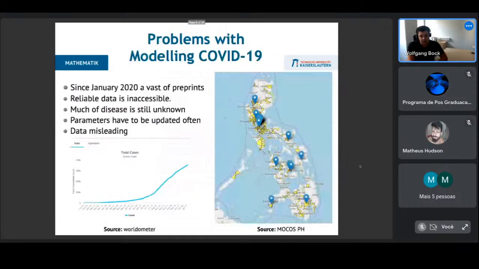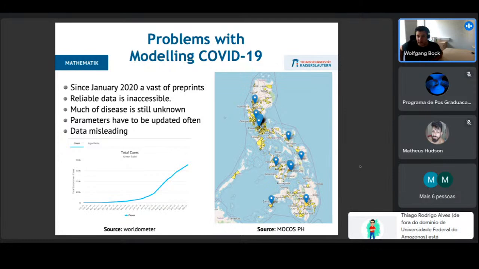What is the problem with COVID-19, or with the modeling of COVID-19? I just tell you the following things. With COVID-19, the problem was everybody was at home and had a lot of time, so there are a lot of publications. That's one thing one can say. We have a vast number of preprints since 2020, and it's very hard to keep track.